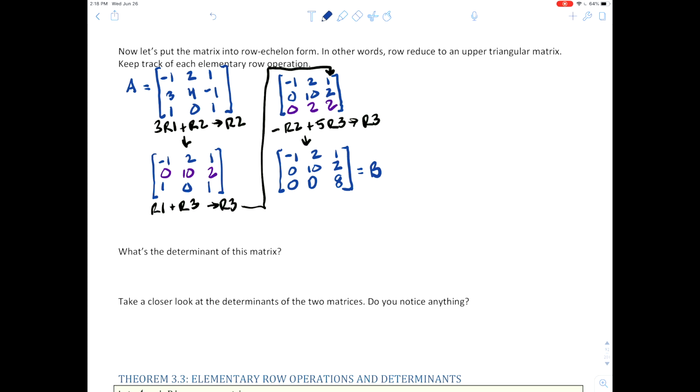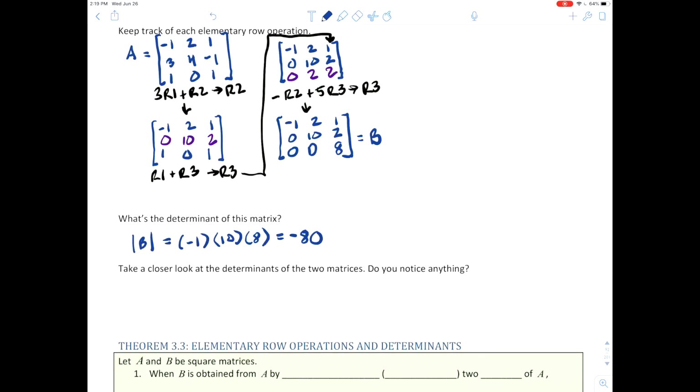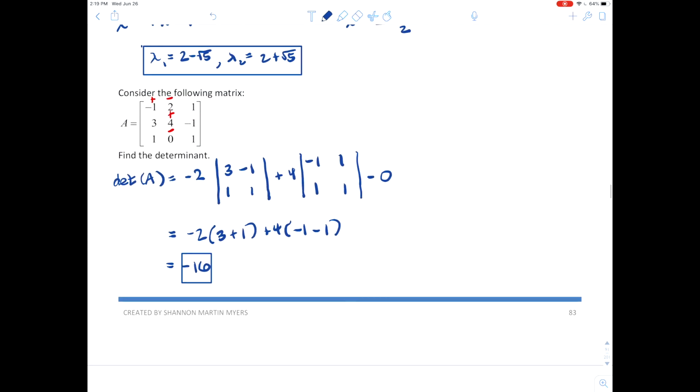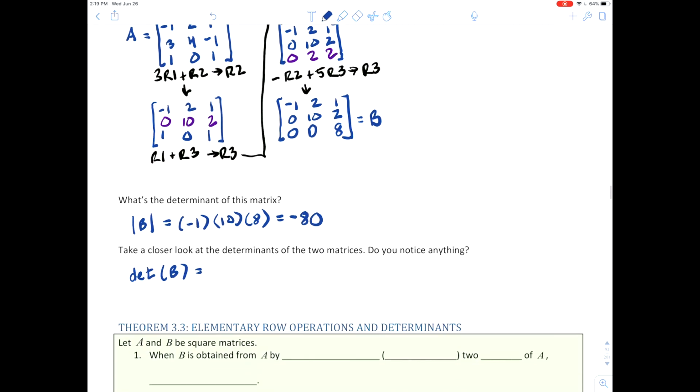So what's the determinant of matrix B? Well, we know from our theorem about triangular matrices, it's going to be the product along the main diagonal, so -1 times 10 times 8, which is equal to -80. Cool so far? Okay, so -80. Now, let's think about this. The determinant of B, can we write it somehow related to the determinant of A? So just as a reminder, we got -16 for the determinant of A, okay?